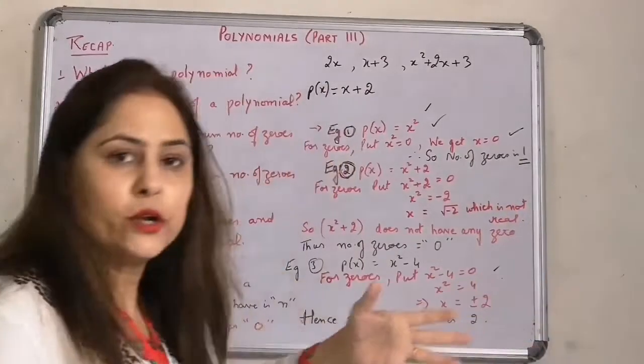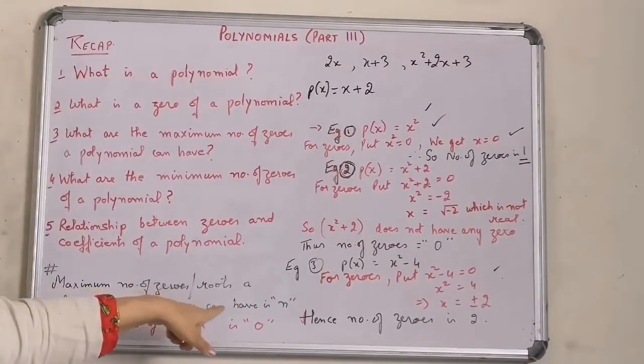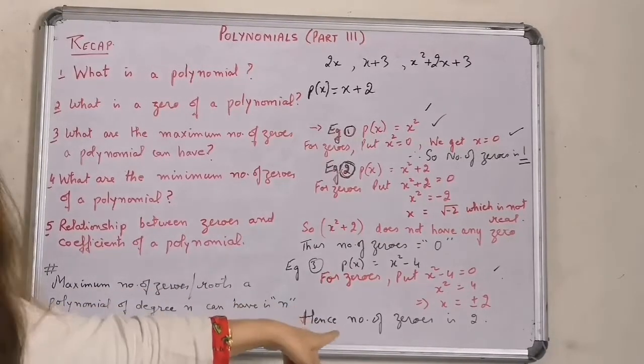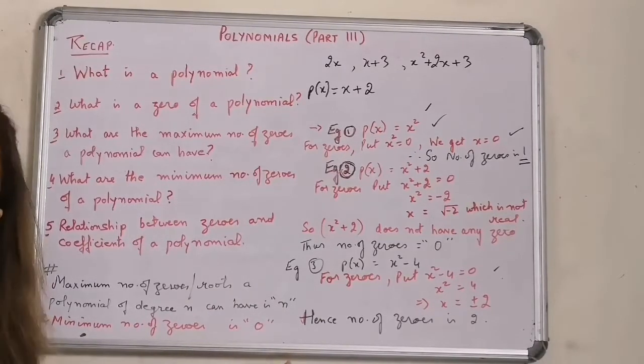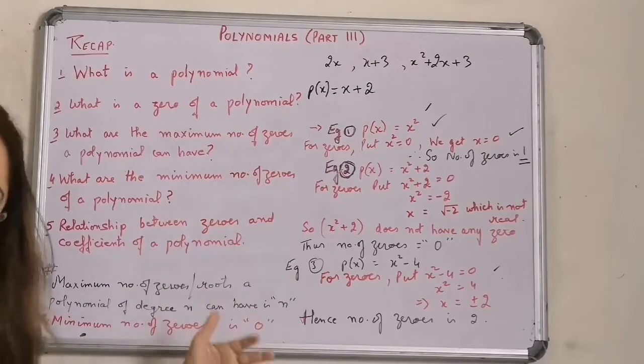So what I wanted to bring into your knowledge was the maximum number of zeros or roots a polynomial of degree n can have is n. And the minimum number of zeros that it can have is 0. So we must have this much in mind while proceeding with the chapter.